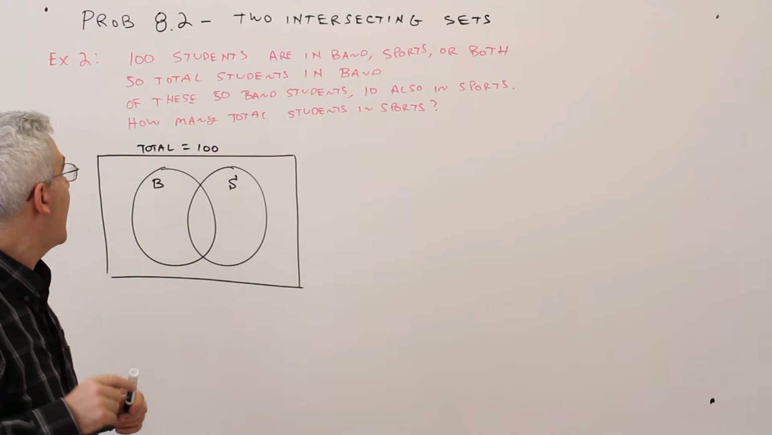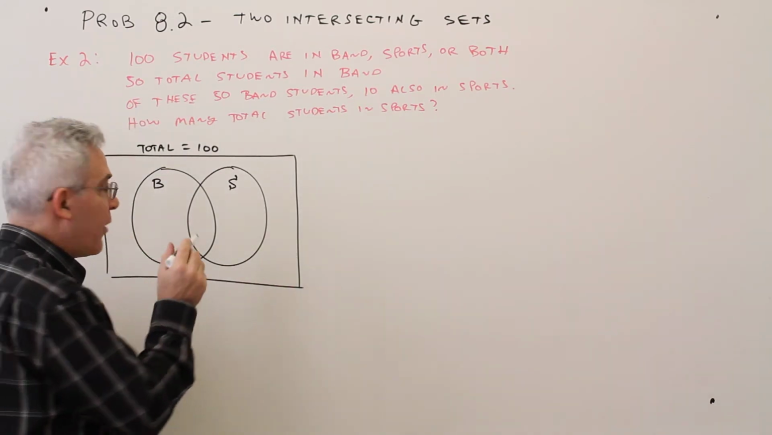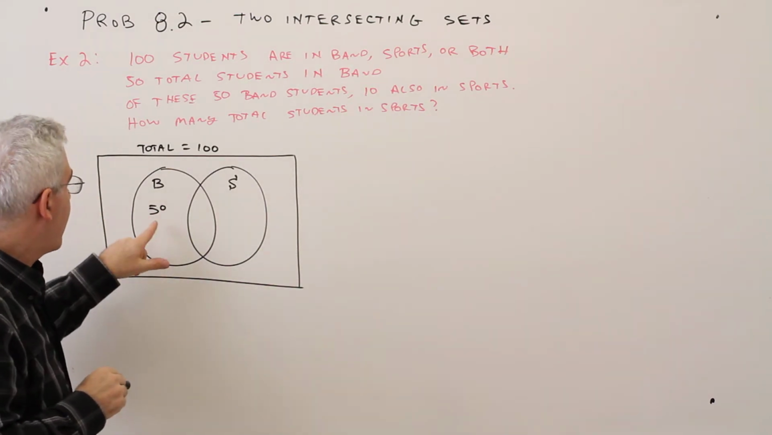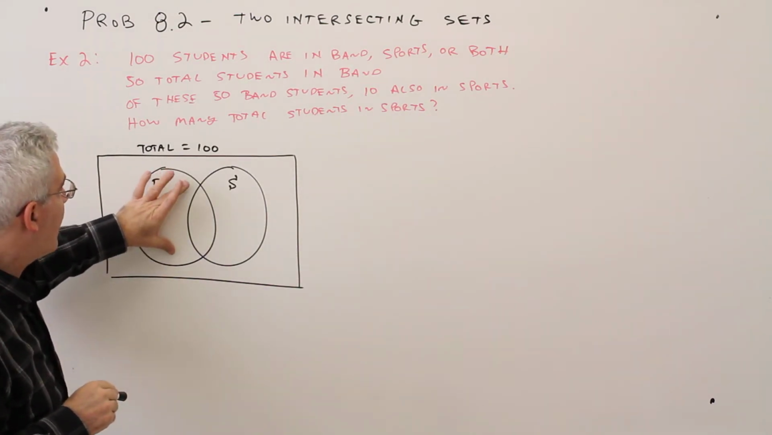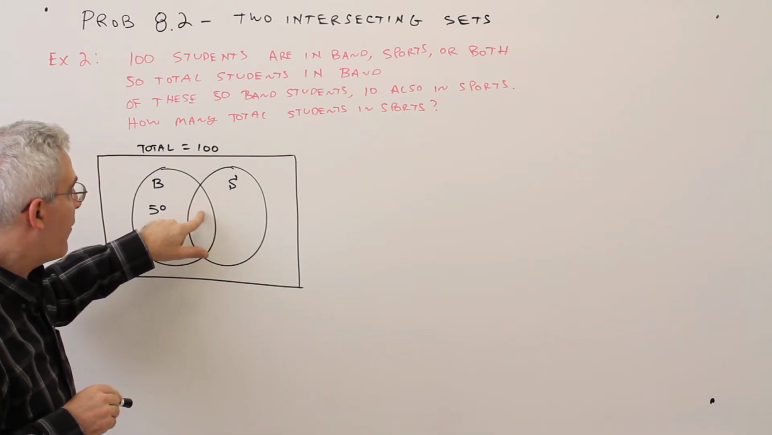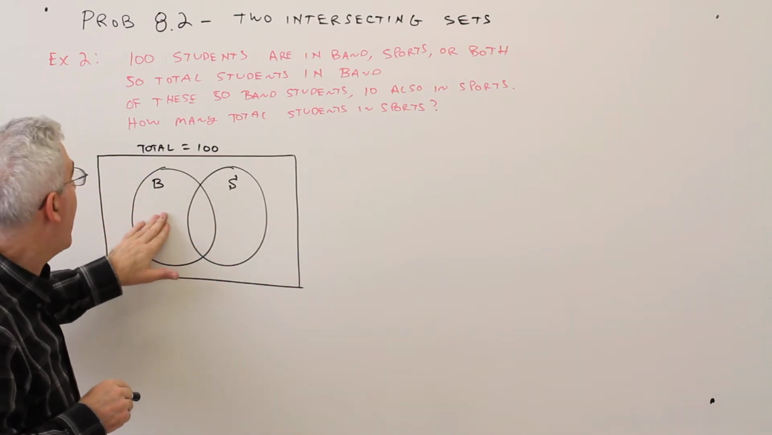Now here's a common mistake. Students read 50 total students in band, and they put 50 there. Don't do this. That's incorrect. If I put a number there, it means students that are only in band. Since some of them are in both, that 50 represents that whole circle. So do not do that.